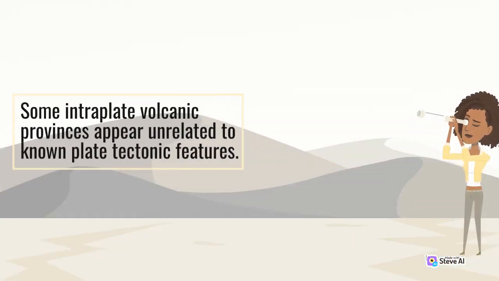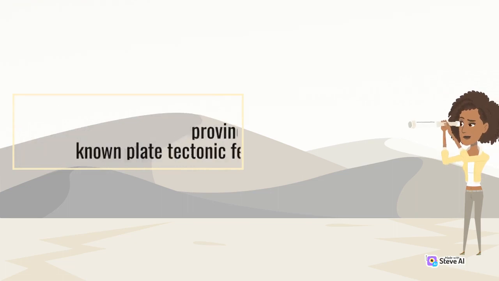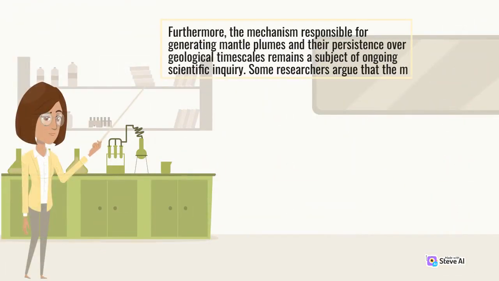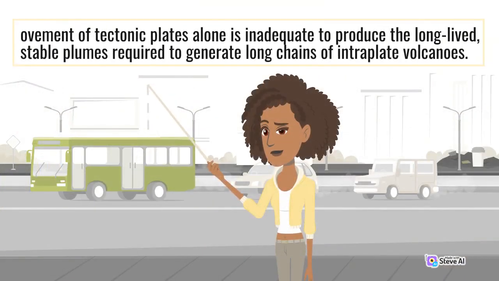Some intraplate volcanic provinces appear unrelated to known plate tectonic features. Furthermore, the mechanism responsible for generating mantle plumes and their persistence over geological timescales remains a subject of ongoing scientific inquiry. Some researchers argue that the movement of tectonic plates alone is inadequate to produce the long-lived, stable plumes required to generate long chains of intraplate volcanoes.